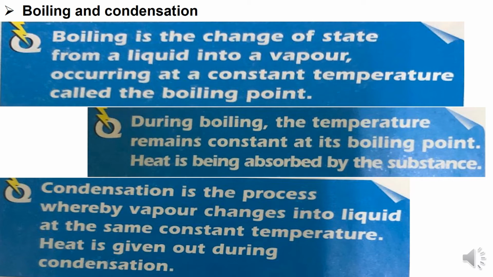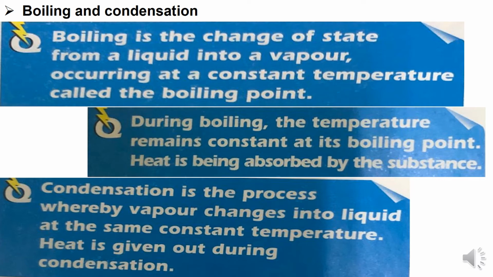If you want to keep the boiling going, you must supply heat energy continuously, but the temperature will remain the same. That will be 100 degrees only. So during boiling the temperature remains constant at its boiling point. Heat is being absorbed by the substance. Then different substances have different boiling points.